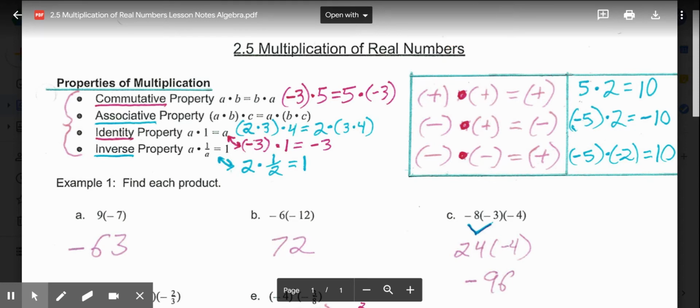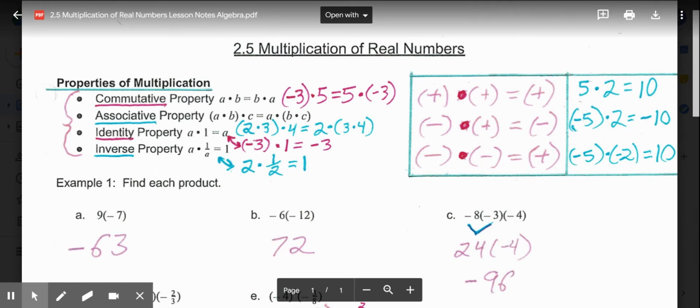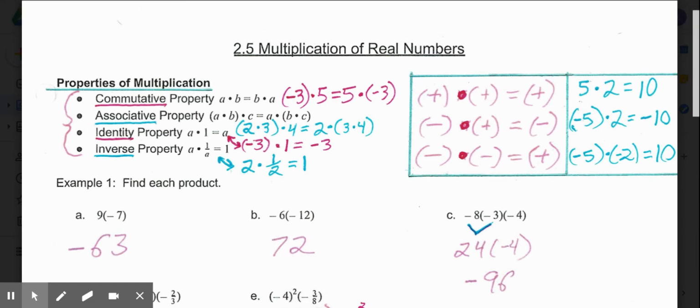So then we have 4 properties of multiplication that we're going to look at and explore. The commutative property, again, just like the commutative property of addition, the commutative property of multiplication is the one that allows us to flip order. So A times B is the same as B times A, or a negative 3 times 5 is equal to a 5 times a negative 3. Either way, we get a negative 15.